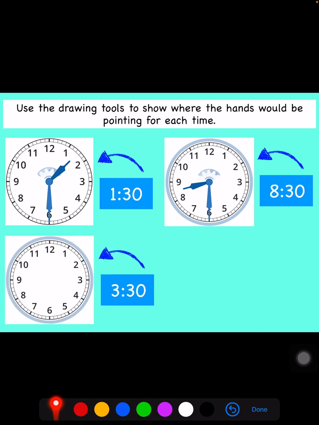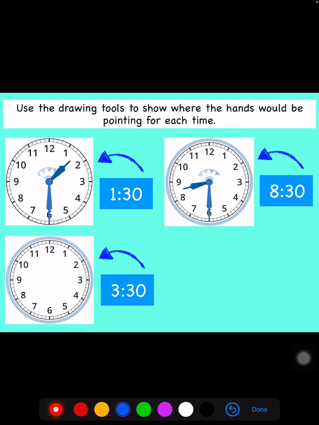Okay, let's do another one. This time I want you guys to help me. What does this time say right here? That's right, 3:30. Is 3 the hour or the minute? Good, my hour, and 30 is my minutes.